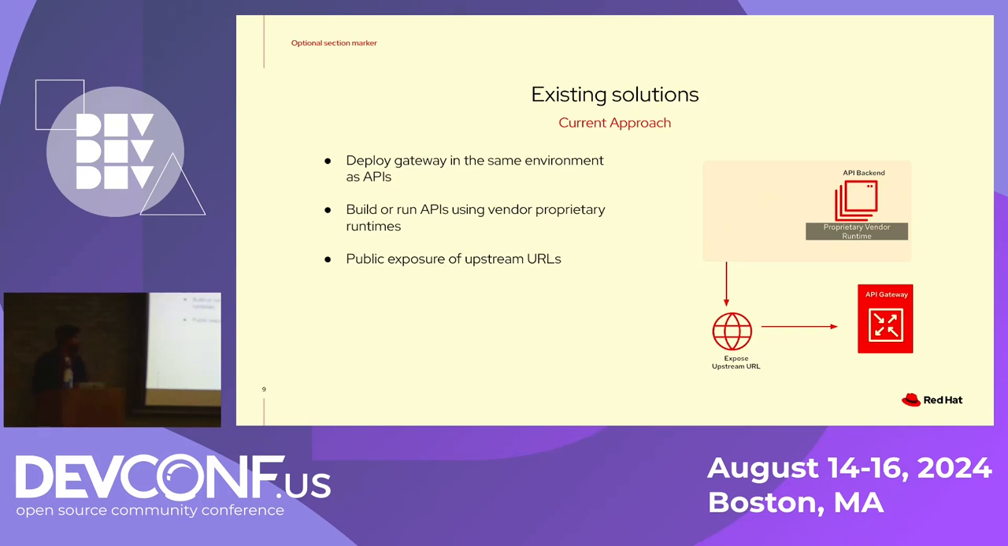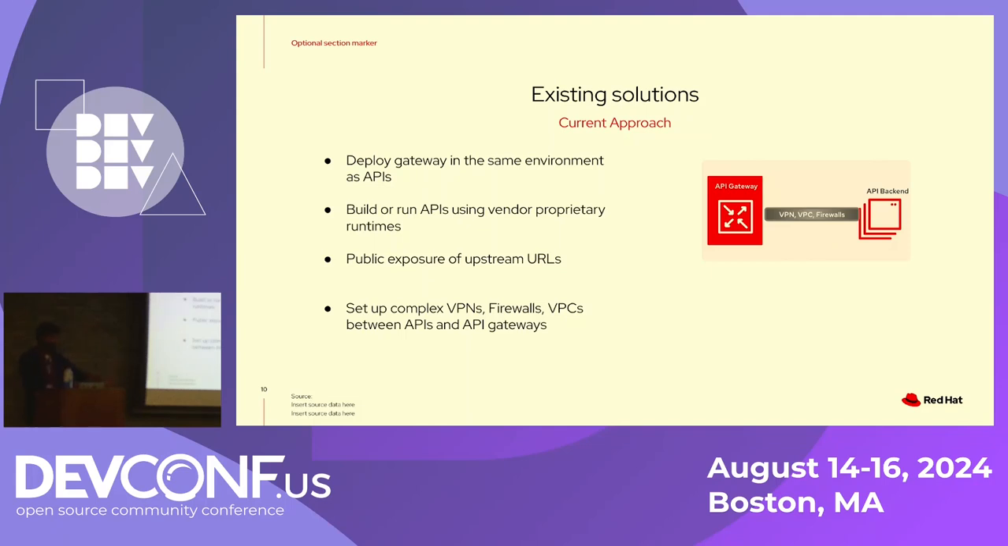And the other option is setting up VPNs, VPCs, firewalls, and dedicated networks between your API gateways and API backends. Again, this is a very secure way, no doubt about it. But when you have to build such complex networking between your API and API gateway, and you have multiple APIs across multiple environments, building those complex networking tunnels becomes a challenge and a time-consuming thing that will delay the velocity of your development teams.